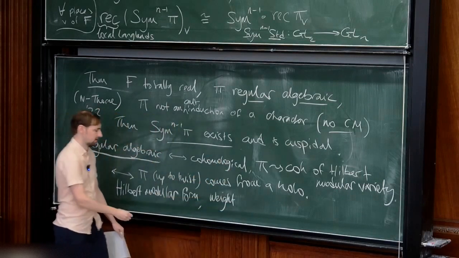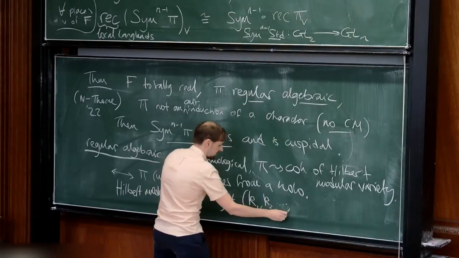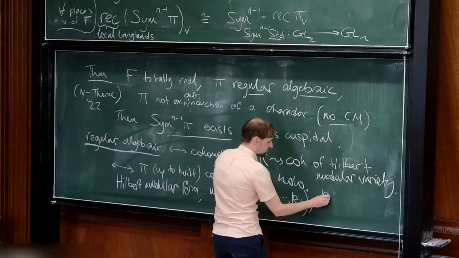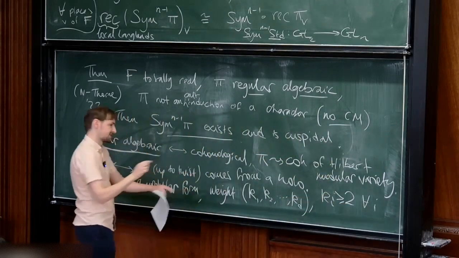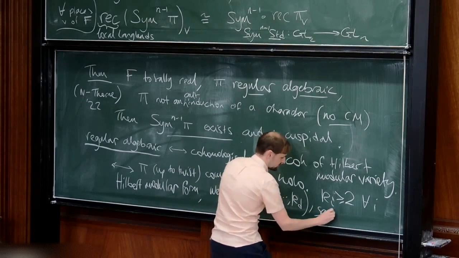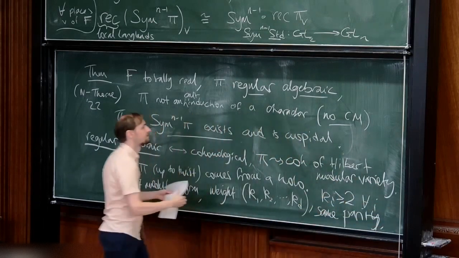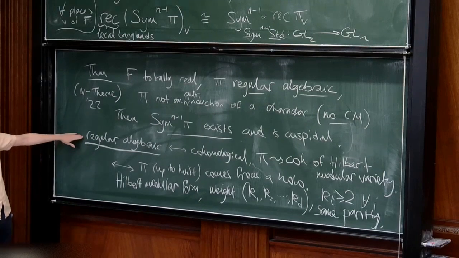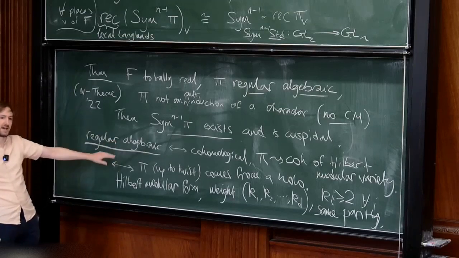Those things have weights, which are tuples of integers. And the regular algebraic condition is going to say that those weights are all at least 2, and that they have the same parity as well. Just to repeat, the reason for this regular algebraic condition is that these are the kinds of holomorphic Hilbert modular forms where we have a compatible family of Galois representations associated to them.